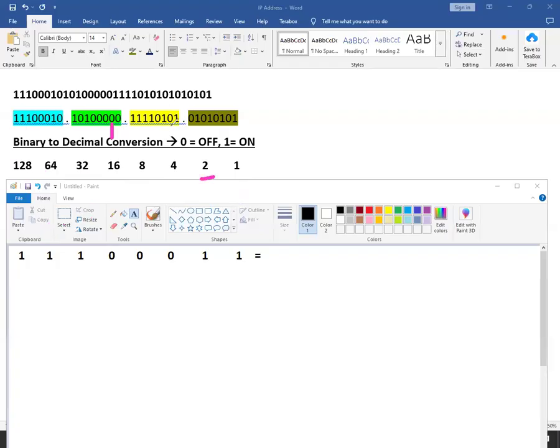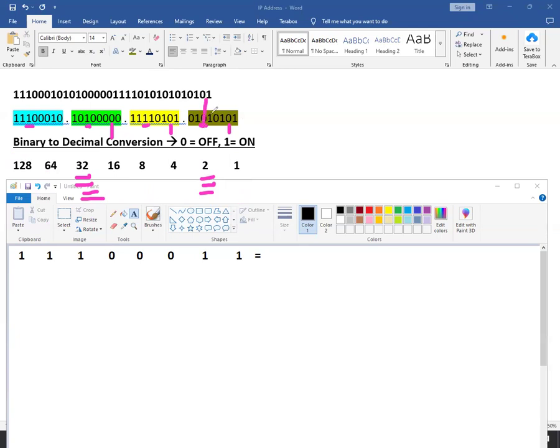What is the bit value here? 2. What is this bit value here? 2. What is the bit value of this bit here? 32. This bit value? 32. In the third octet, 32. In the fourth octet, 32.